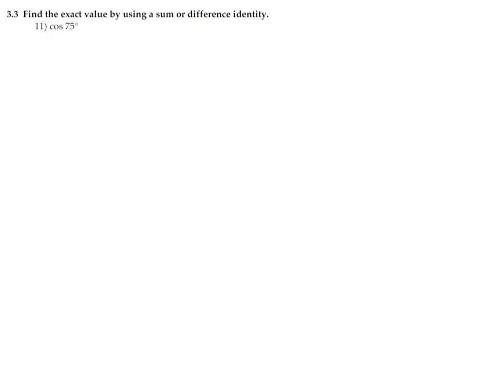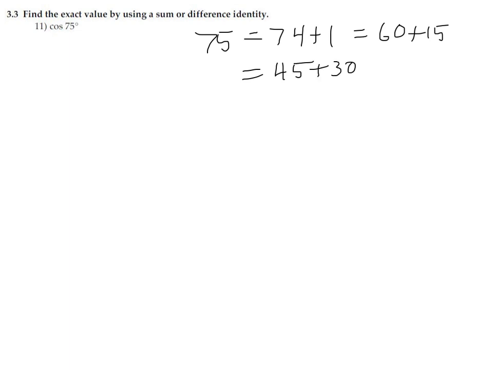Alright, find the exact value by using a sum or difference identity. 75 degrees. 75 degrees can be written in lots of different ways. 75 degrees could be 74 plus 1, or it could be 60 plus 15, or it could be 45 plus 30. If we're just using whole numbers, and we continue with subtraction as well to get the difference, there's an infinite number of possibilities. So which one do we want to focus on?